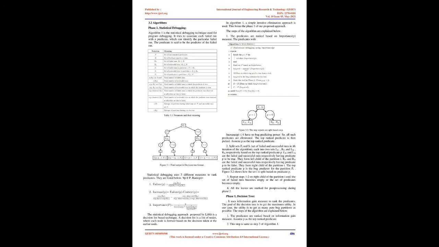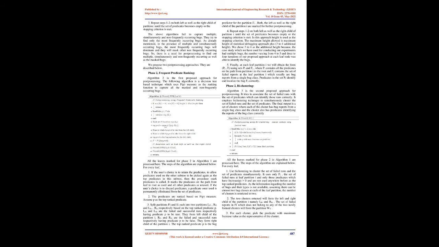This forms the phase 1 of our proposed approach. The steps of the algorithm are explained below. 1. The predicates are ranked based on the importance, P, measure. Figure 3.2, the way reports are split based on P. The predicates with Increase(P) equals 0 have no bug predicting power. So, all such predicates are eliminated. The top-ranked predicate is then picked. Assume P as the top-ranked predicate.